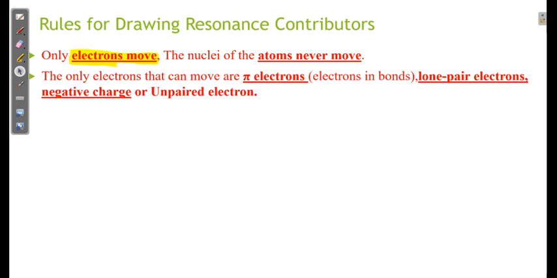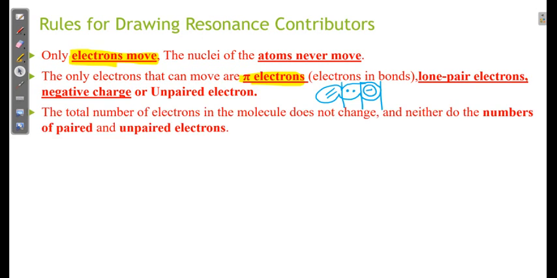So I can say the only electrons that can move are, the first is the pi electron, then the second one is the lone pair, the third one is the negative charge, and the unpaired electron. So a pi electron, then a lone pair, then a negative charge, then an unpaired electron. Mostly these are all known as pi electrons. Let us see.